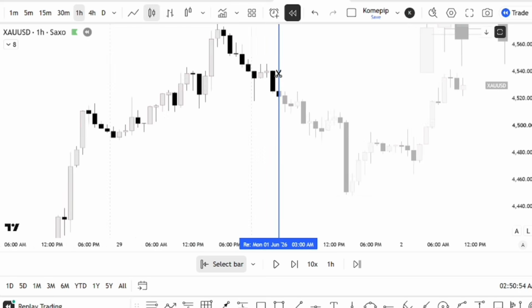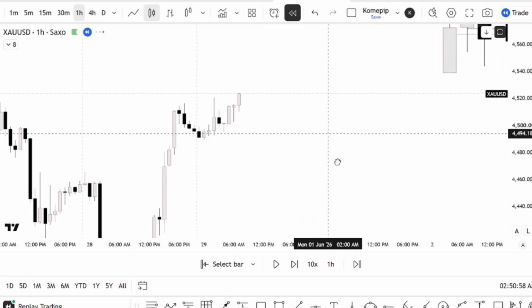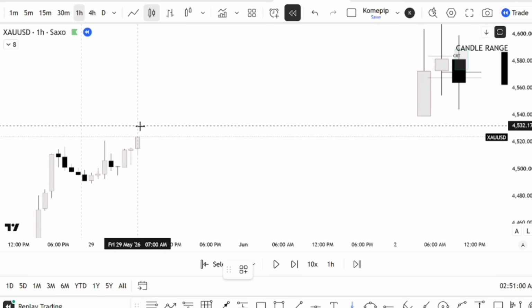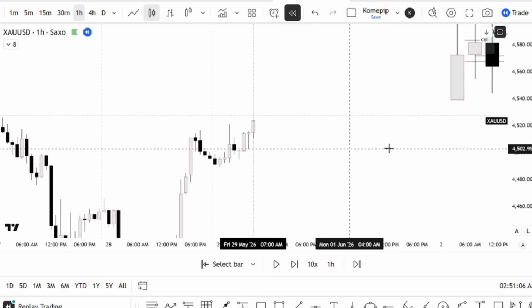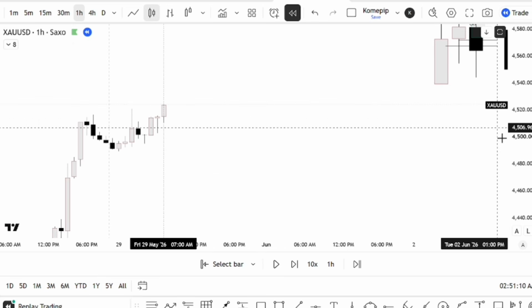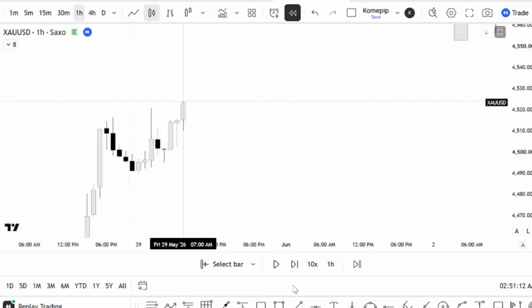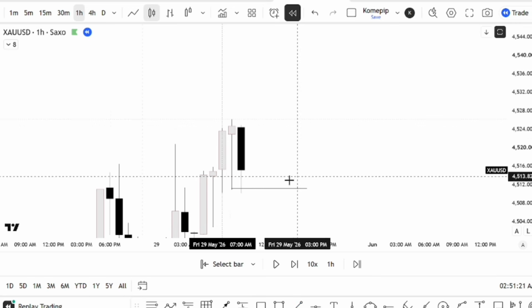Let's assume that we are starting from this particular day. This is the London session, so we're going to mark the session. Let's start from around this. Anything from the London session and New York session, we want to look for our setups. So where is the level? We need to look for our CRT. Look at that, we have a CRT right there.